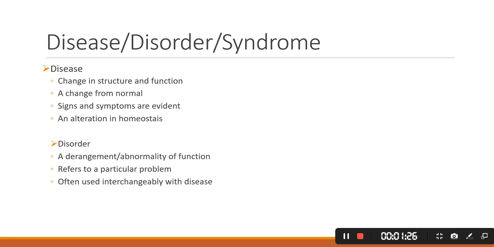What is a disorder? It's a derangement, any abnormality. It refers to a particular problem. Like when we say the person has a central nervous system disorder, we know it's related to the brain and the spinal cord. It is often used interchangeably with disease. Yes, we sometimes do that, very casually. You can say that the person is suffering from this disorder, or you can say that the person has the disease if you know about the disease. Okay.